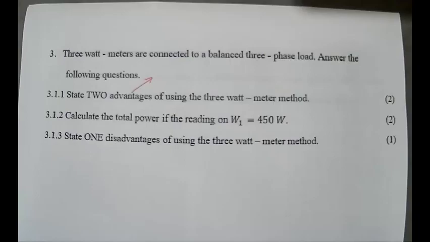Right, now we're looking at the wattmeters, which is also part of 3-phase AC generation, but it's the second part of the topic. Here it's about connecting wattmeters to measure the wattages or the powers in those phases. The first question says 3 wattmeters are connected to a balanced 3-phase load. Answer the following questions. State 2 advantages of using the 3 wattmeter method.